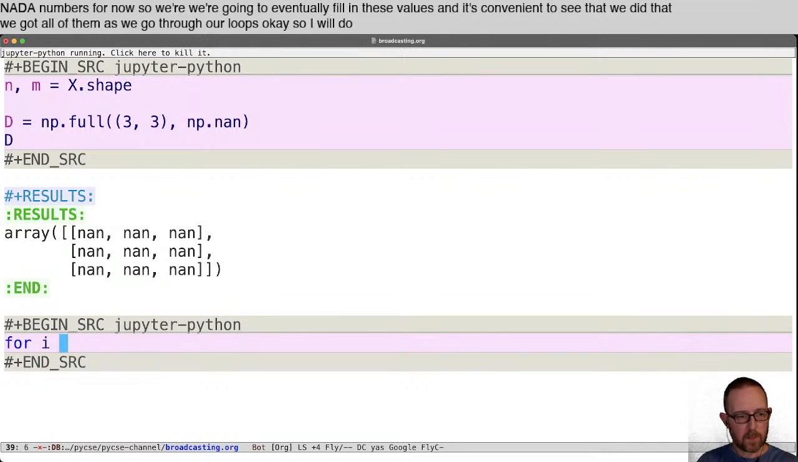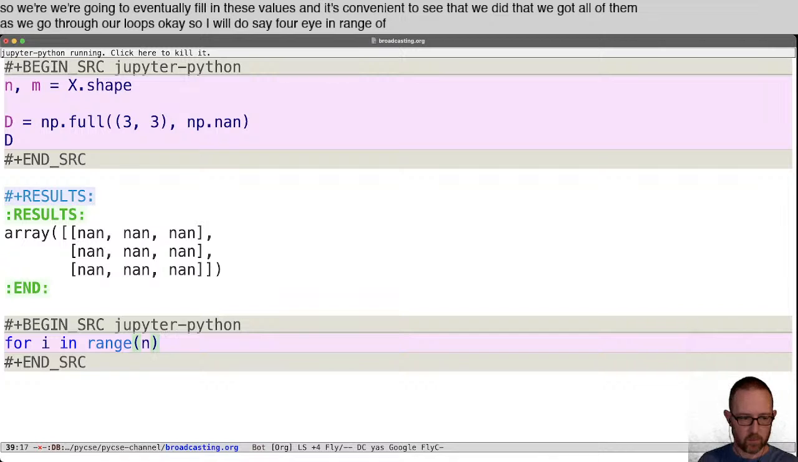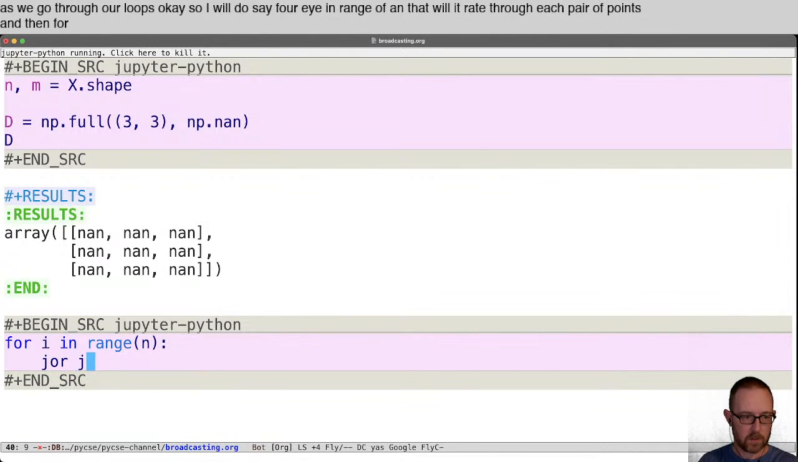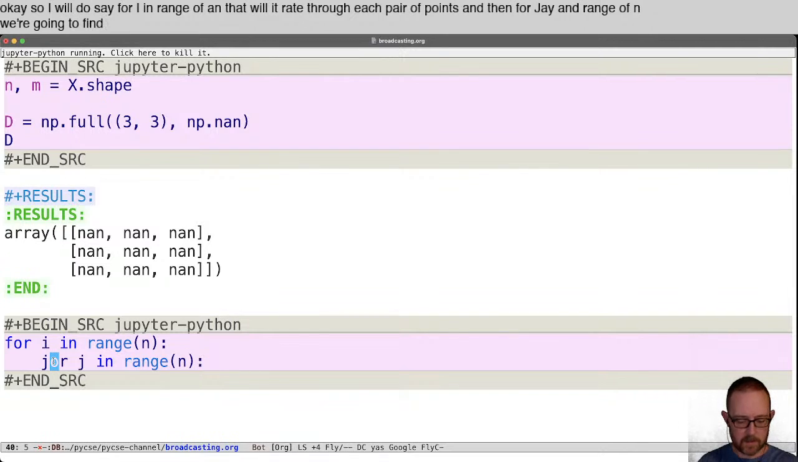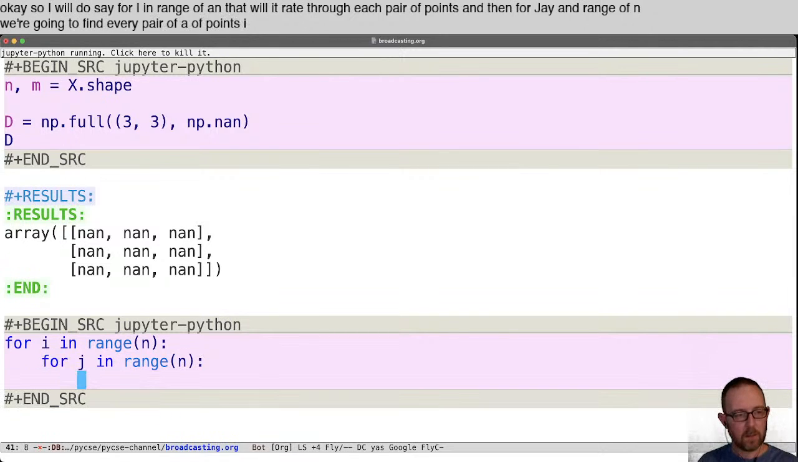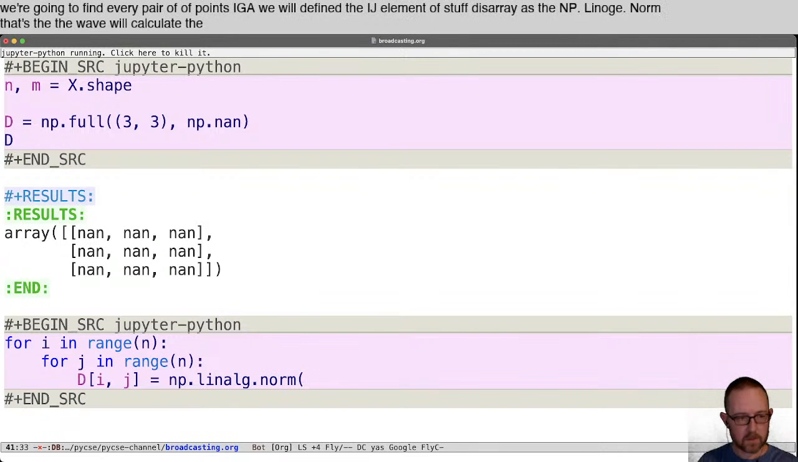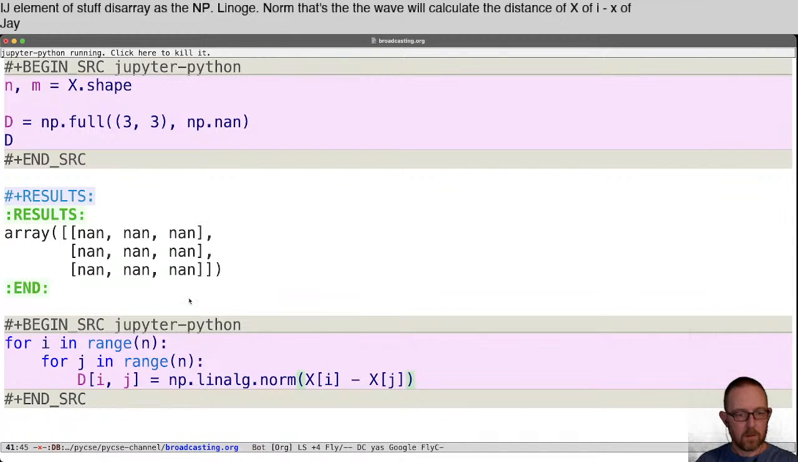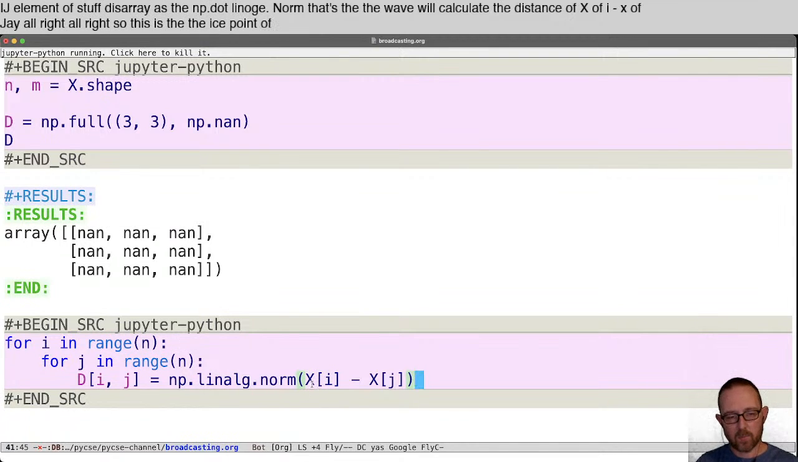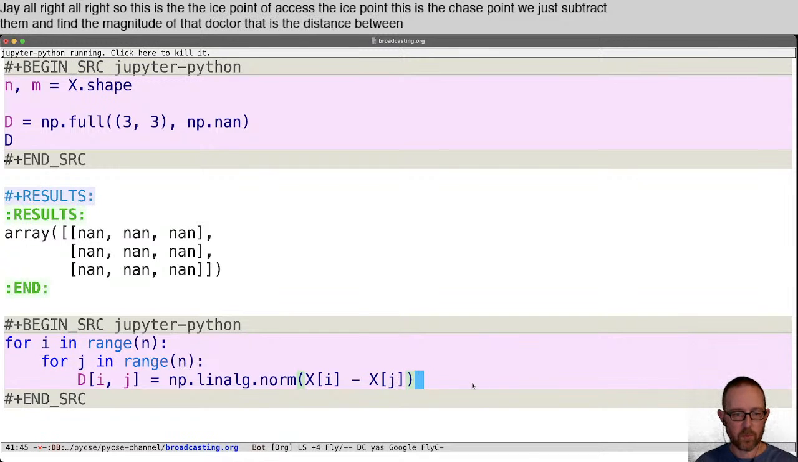Okay, so we'll do, say, for i in range of n. That will iterate through each pair of points, and then for j in range of n. So we're going to find every pair of points i, j. We will define the ij element of this array as np.linalg.norm, that's the way we'll calculate the distance, of x[i] minus x[j]. All right, so this is the ith point of x, and this is the jth point. We just subtract them and find the magnitude of that vector. That is the distance between all of those points.